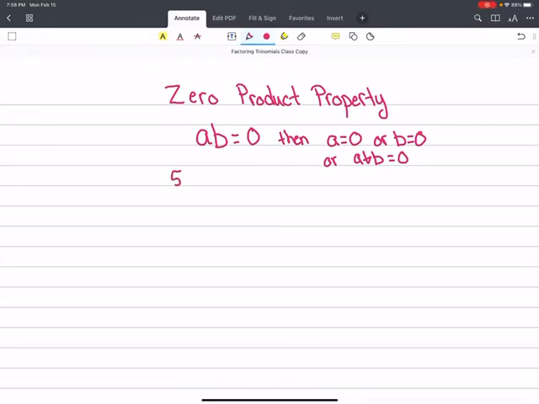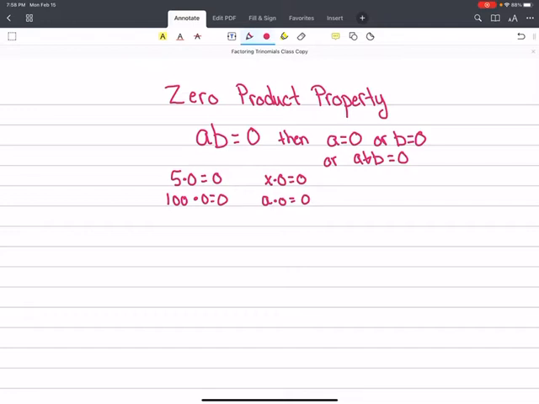For example, 5 times 0 equals 0. 100 times 0 equals 0. And the same thing with variables. X times 0 equals 0. A times 0 equals 0.